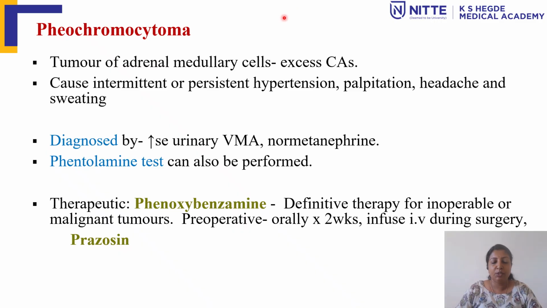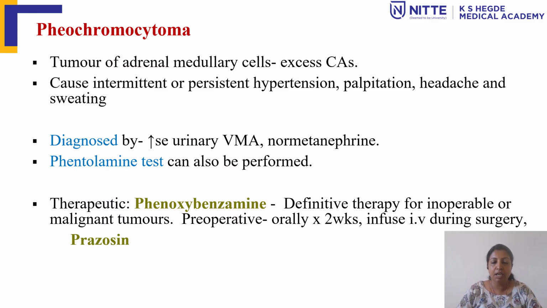First is pheochromocytoma. Pheochromocytoma is a tumor of adrenal medullary cells where an excess of catecholamines is secreted or released. These catecholamines can cause intermittent or persistent hypertension, palpitation, headache, and sweating. It is usually diagnosed by estimation of the metabolites of catecholamines like vanillylmandelic acid and normetanephrine.